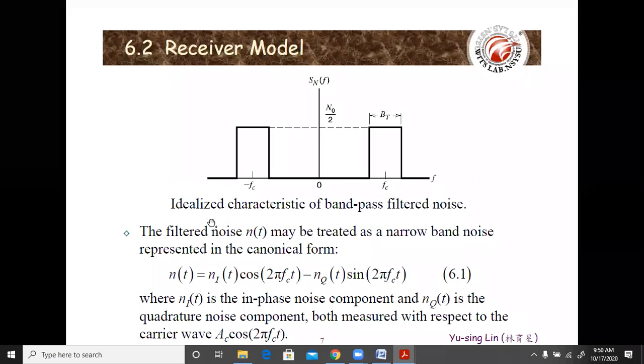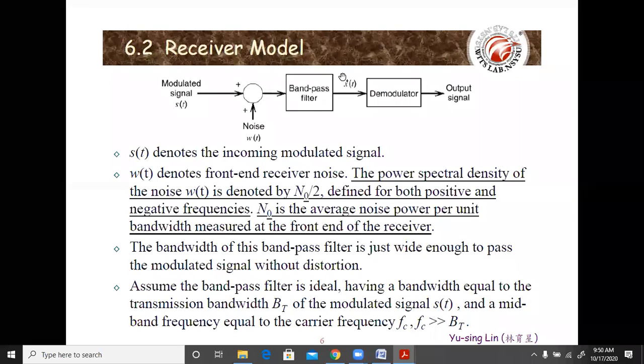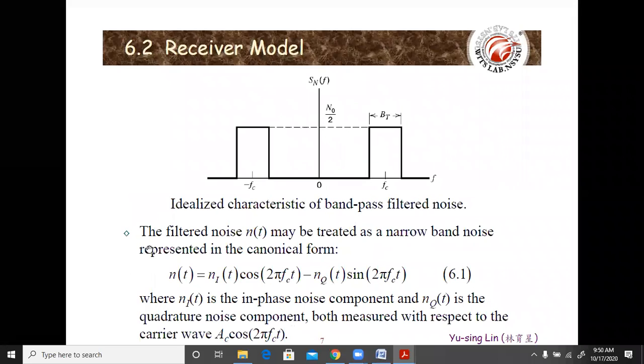Please remember that XT we will try to write as ST plus NT. That statement we have not written, we might be writing a little later. Here, what appears at the input of the band pass filter is ST plus WT, but the output of the band pass filter is XT, which is ST plus NT. And the NT there, the filtered noise, may be treated as narrow band noise represented in the canonical form. So WT is wide band noise, NT is narrow band noise after passing through the band pass filter.